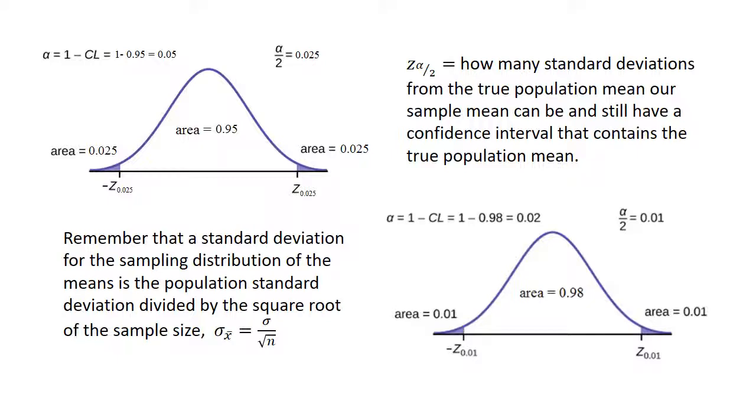The Z down there is the Z-score. That tells us how many standard deviations away we are from the true mean before our samples are not good anymore. So we are finding a Z-score, but also a percentile. We want to find the standard normal distribution value that cuts off 2.5% of the data values. Also, remember that when we're dealing with the sampling distribution of the means, our standard deviation is the population standard deviation divided by the square root of the sample size.